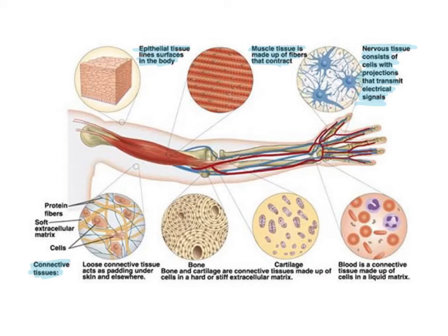So here is a brief overview of the different tissue types. Epithelial tissue lines surfaces of the body, so there's some skin. Muscle tissue is contractile, so the fibers can contract. Nervous tissue has those long projections that can help transmit information. Blood has cells in a liquid matrix. Bone and cartilage both are cells in a stiff, strong matrix. And then loose connective tissue is fibers in a soft matrix. So epithelial, muscle, nerve, and then connective.